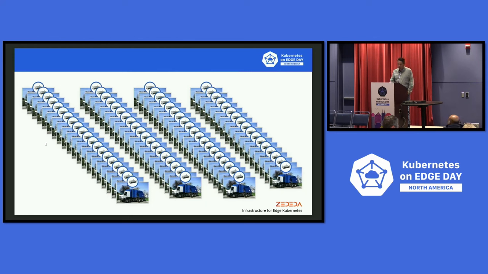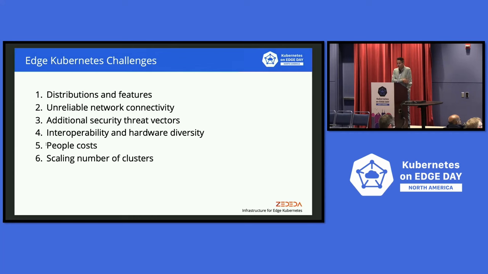And as we've done projects with this customer, as well as some others, we've found six or more challenges that you need to think about and address as you're scaling out to these types of locations and these types of small clusters. And we'll talk a little bit about each of them and some suggestions around each of those as we go through this.